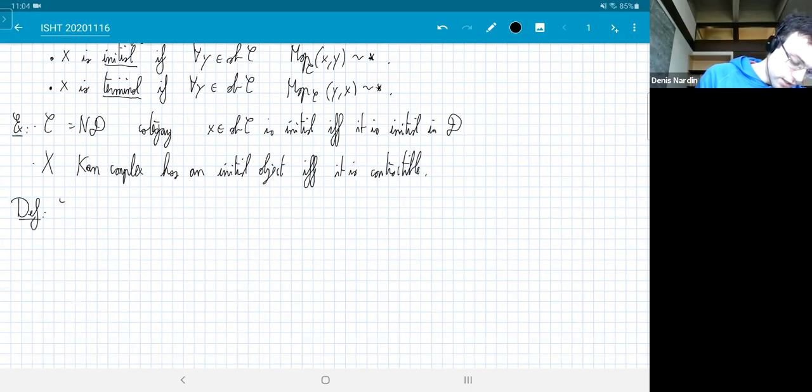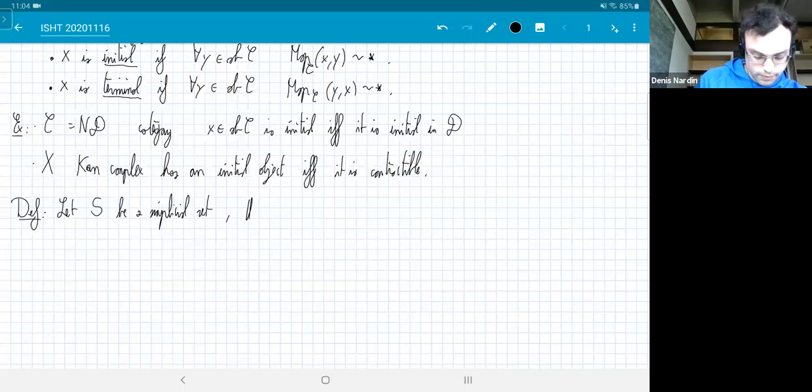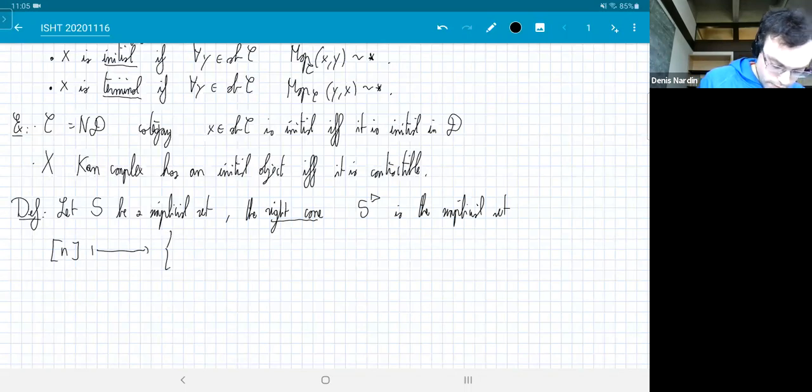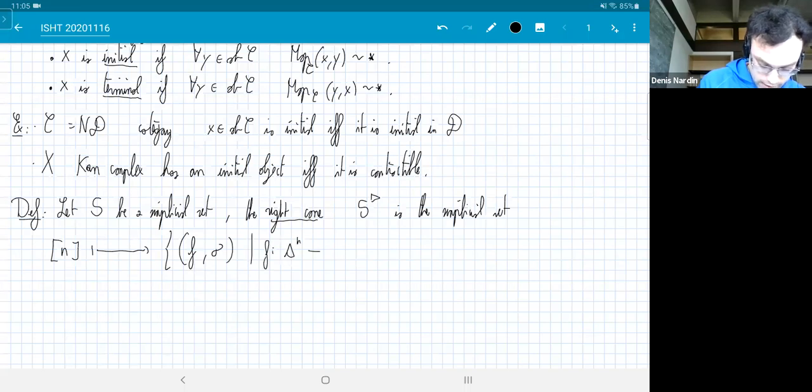So, okay, I'm going to allow a little bit more flexibility and let S be a simplicial set. And let me define the left cone. Oh, maybe it's the right cone. Okay, I'm going to get left and right probably wrong at some point. If S is a simplicial set, S cone sends ascending n to pairs f comma sigma, where f is a map from, well, let's say delta n to delta one, and sigma is a map from F inverse of zero into S.